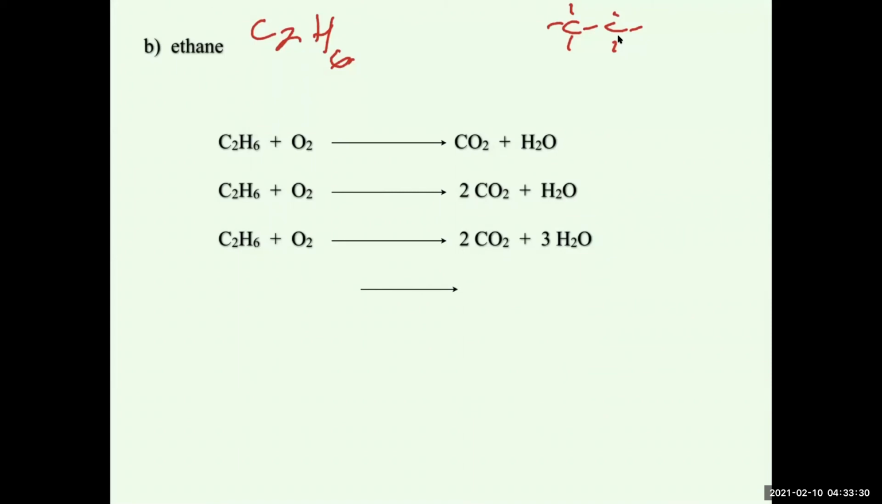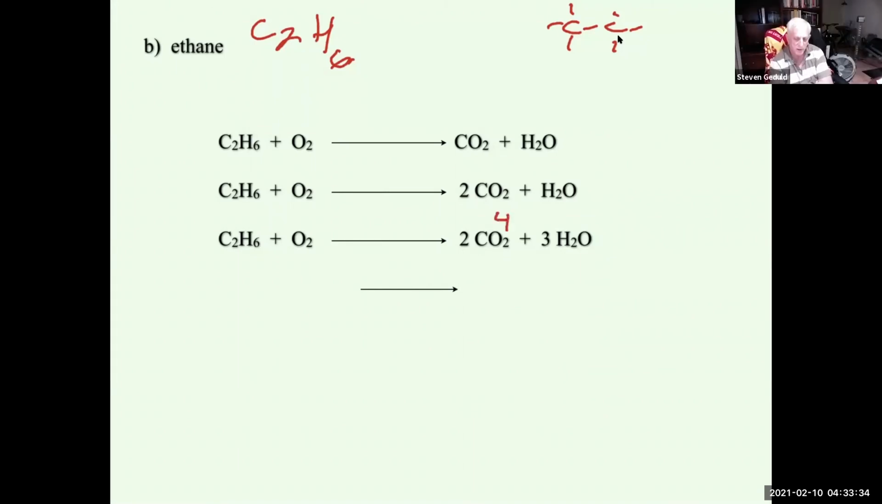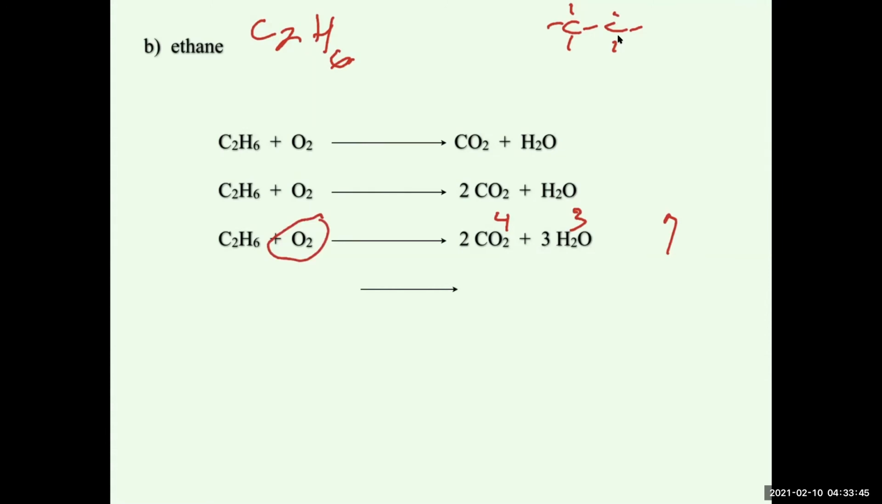There are 4 oxygens here and 3 here, so that gives me a total of 7 oxygens. How do I make this say 7? What do I put in front of it? 7/2. That makes it say 7.